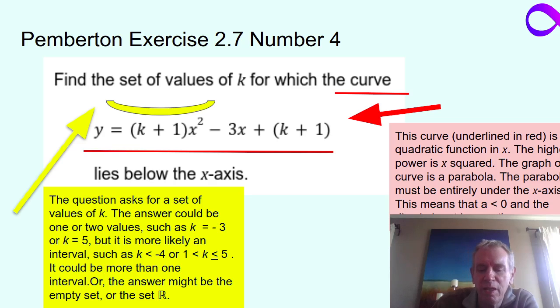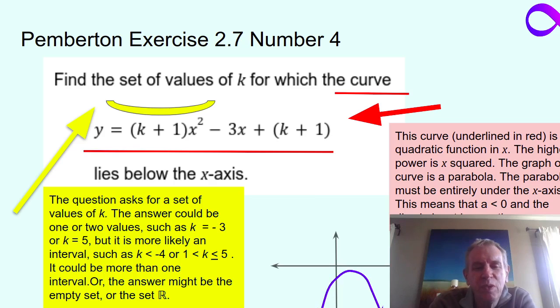It tells me that the curve must appear below the x-axis, as I've drawn there in blue, and we're looking for a set of k values that make the curve appear below the x-axis like that, which means that a must be negative because the curve is opening down, and a, as I can see, is k plus 1. So k plus 1 must be negative, and also the discriminant must be negative.